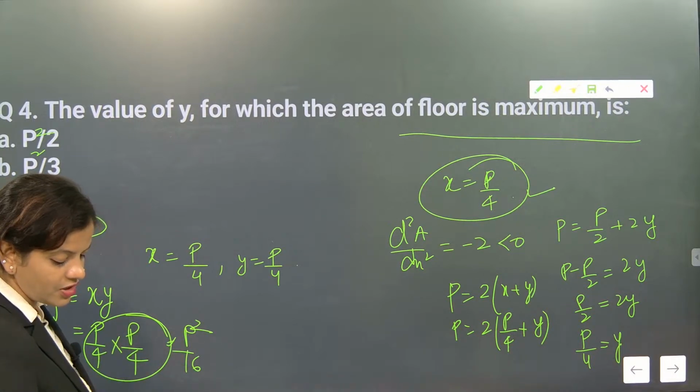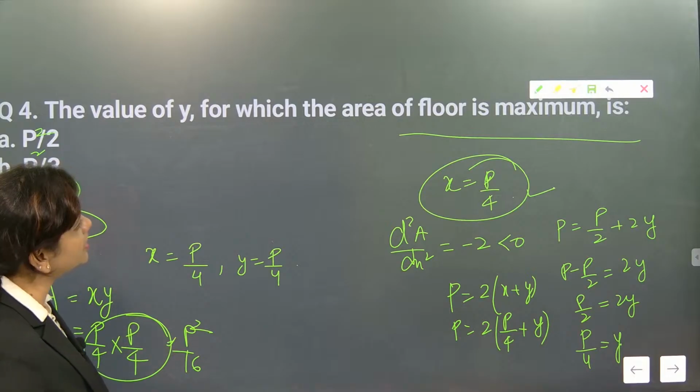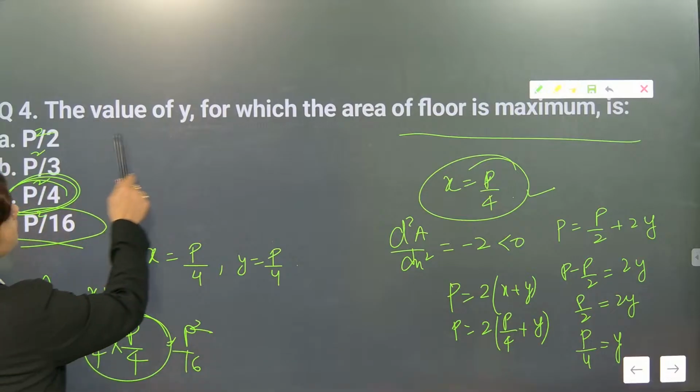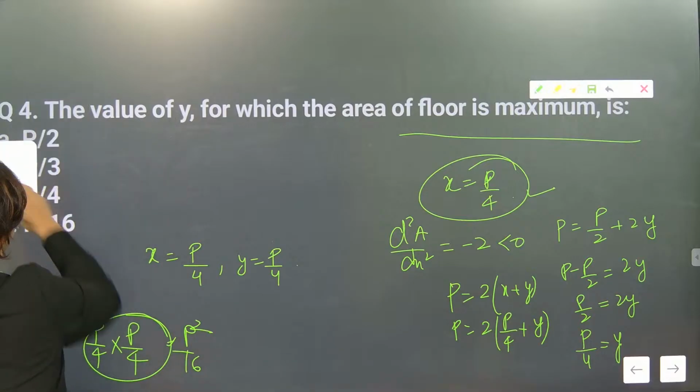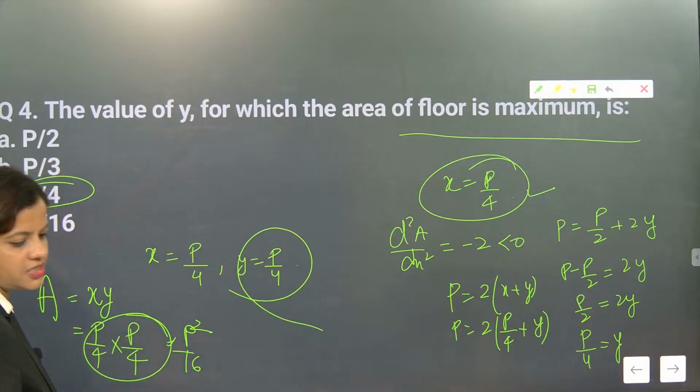So maximum area will come when x is p by 4. Sorry, they are not asking for the area, they are asking for the value of y. So the y value is also coming as p by 4, then only the maximum area is coming.